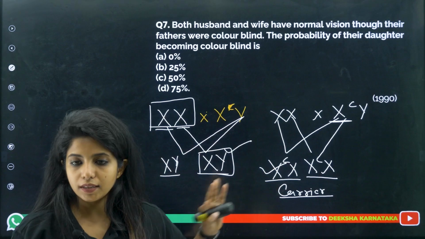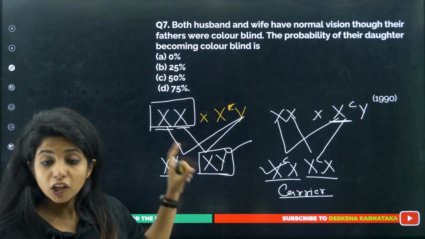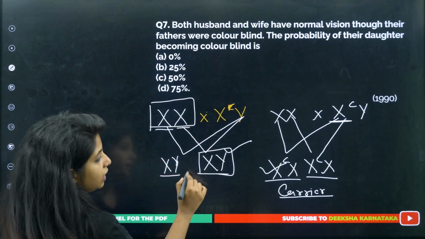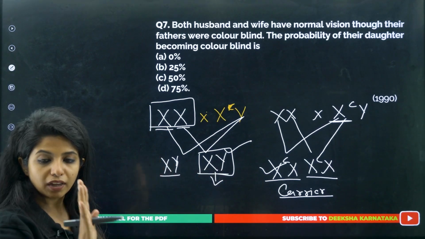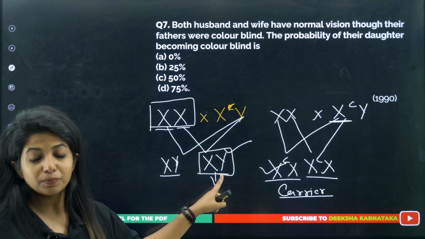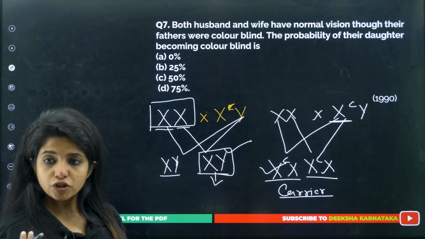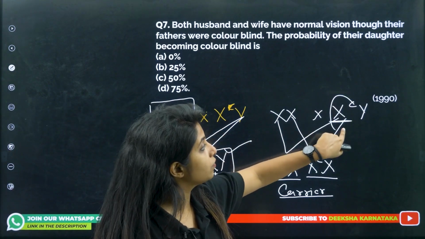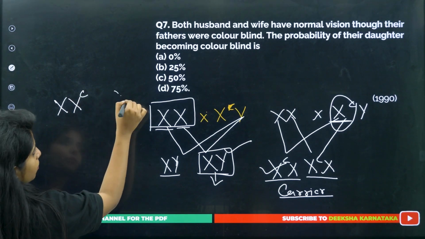So you didn't need to do all this drama. You can just understand from the given statement: if the husband is having normal vision, that means there is no C on the X chromosome. It has to be like this only. So this particular person has to have a proper X and Y chromosome without any disorders in it. If the X chromosome had any disorder, then this person would have been having color blindness. And the wife is also having normal vision, even though the fathers were colorblind. That is because the wife will always receive one X from the father. So that means the wife will be XC and the man will be XY.